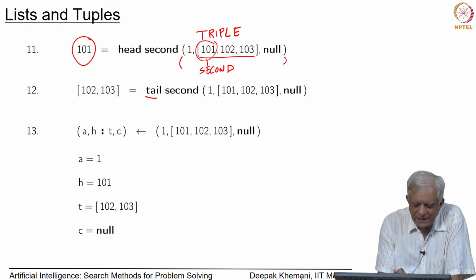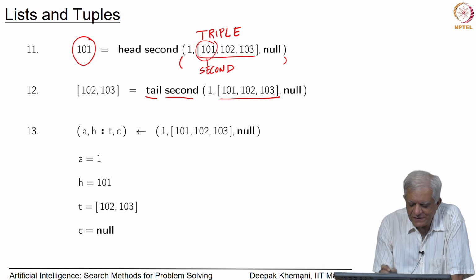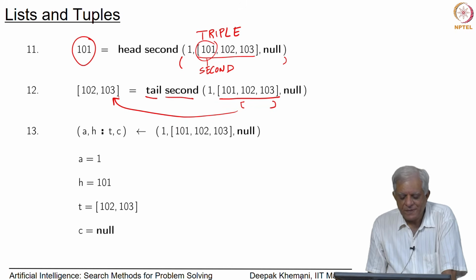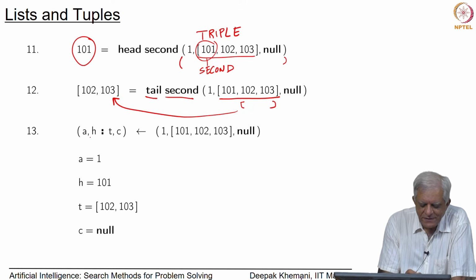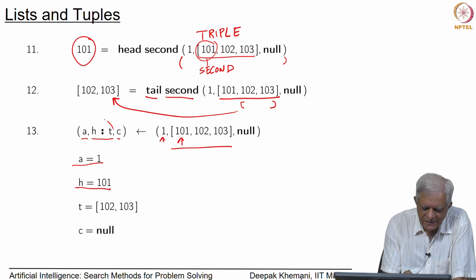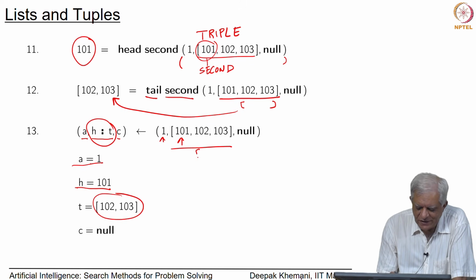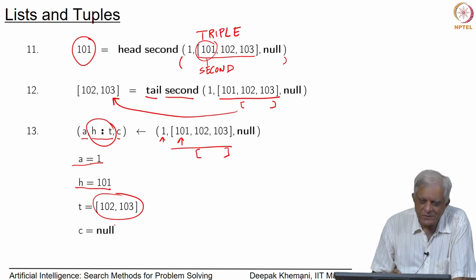If we write tail of second, then again second of this thing is one thing and the tail is this much, and which is what we get here essentially. We can access the similar thing by an expression A followed by a list followed by a constant. So, the same thing here, A will be 1, which is the first element of the triple. H is 101, which is the head of this list, which is this list that we are talking about. T is 102, 103, which is the tail of this list, as we can see, and C corresponds to null.